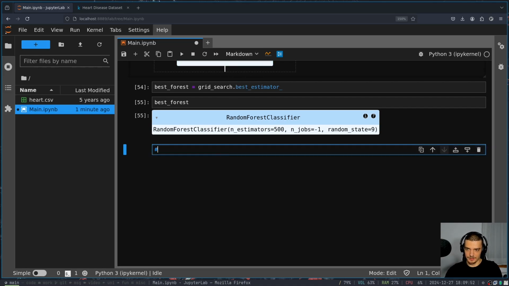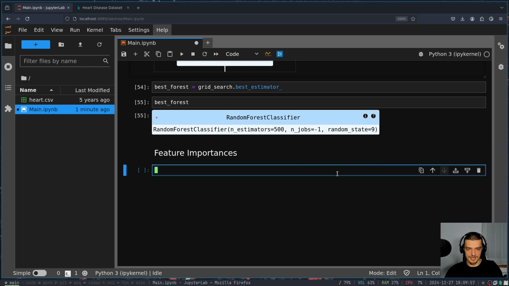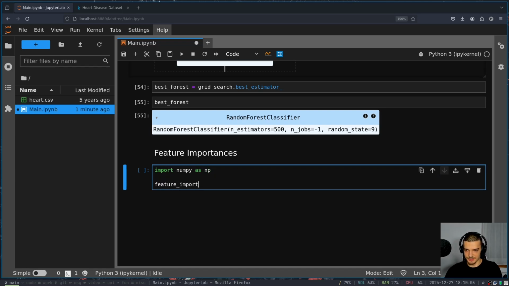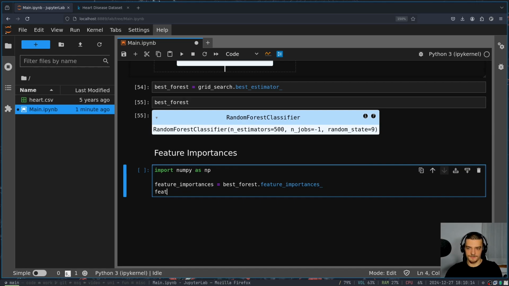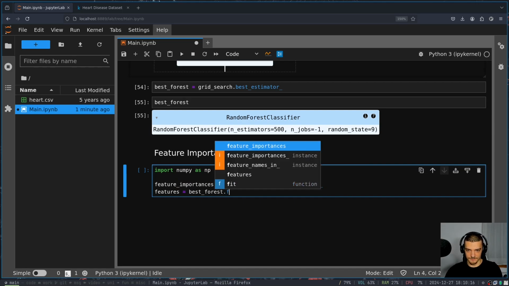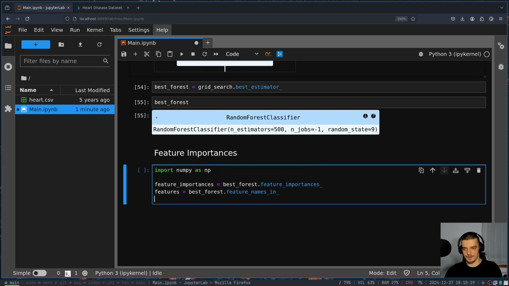We're going to call it feature importances, and for this we're going to use NumPy. We're going to say that the feature importances are equal to best forest feature importances underscore. The features, so the feature names, are best forest feature names in underscore. And the underscore is just a convention in scikit-learn that these are things that are the result of training. They're not there by default. They have to be calculated, so to say.